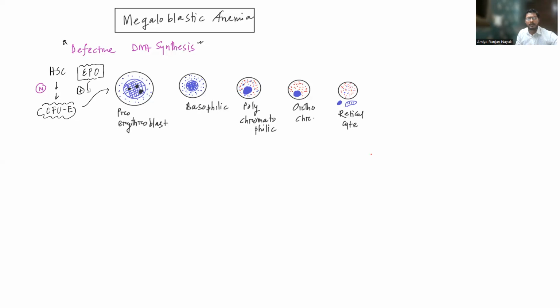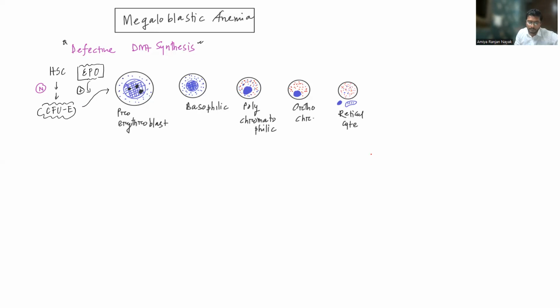We have already discussed that pro-erythroblast will become basophilic erythroblast, then polychromatophilic erythroblast, then orthochromatic erythroblast, then the reticulocyte. As you can see, as the cell is getting mature, the size of the nucleus is getting shortened. So size is becoming smaller and smaller, and ultimately it is coming out of the cell because the mature RBC doesn't need the nucleus.